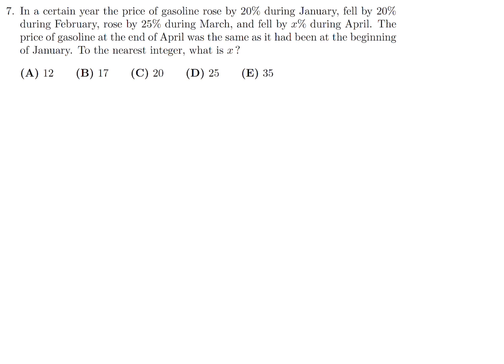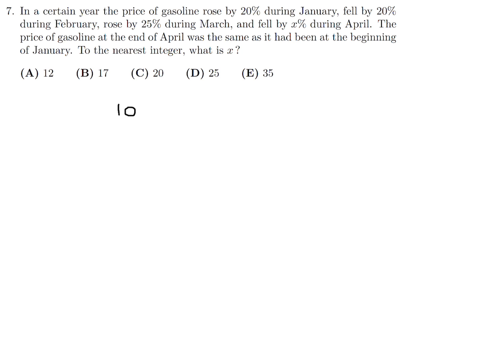In a certain year, the price of gasoline rose by 20% during January, fell by 20% during February, rose by 25% during March, and fell by X% during April. The price of gasoline at the end of April was the same as it had been at the beginning of January. To the nearest integer, what is X?